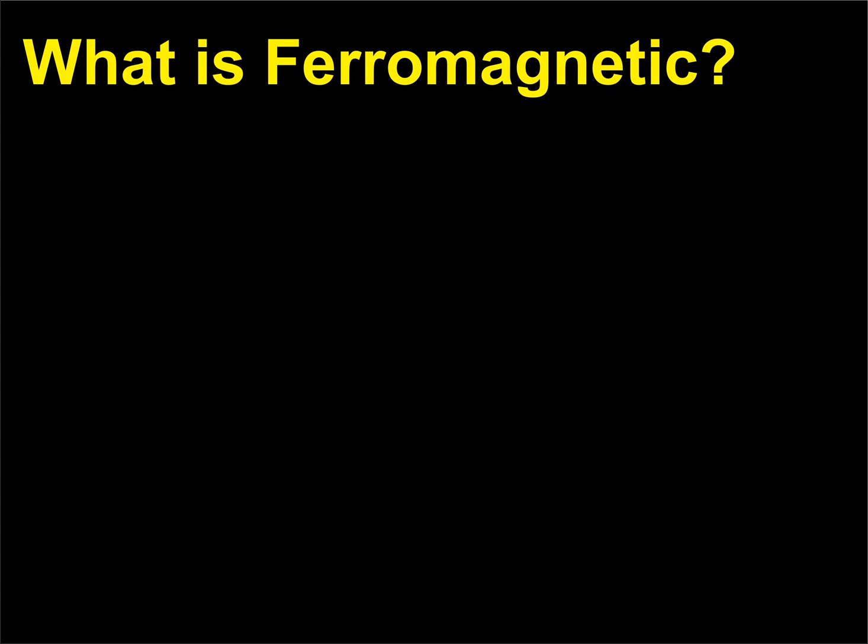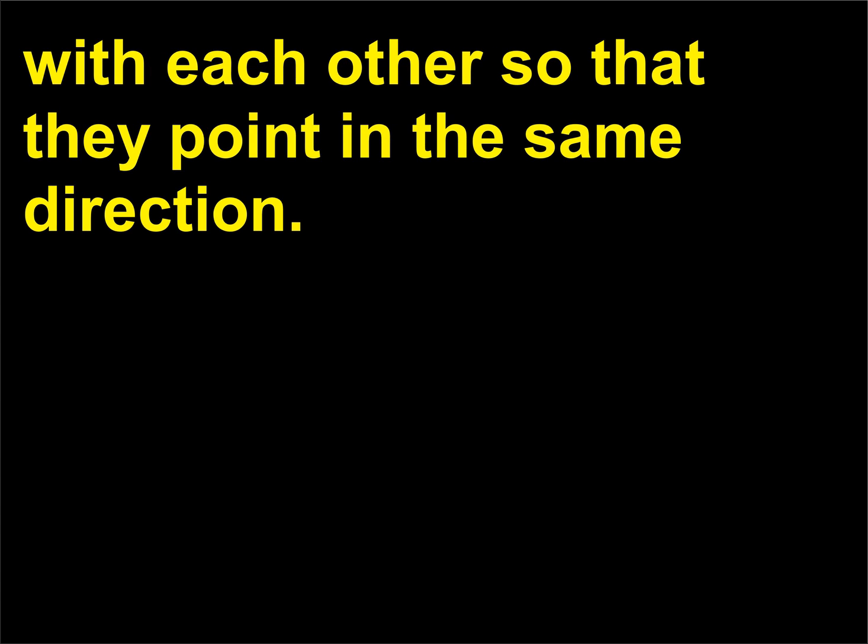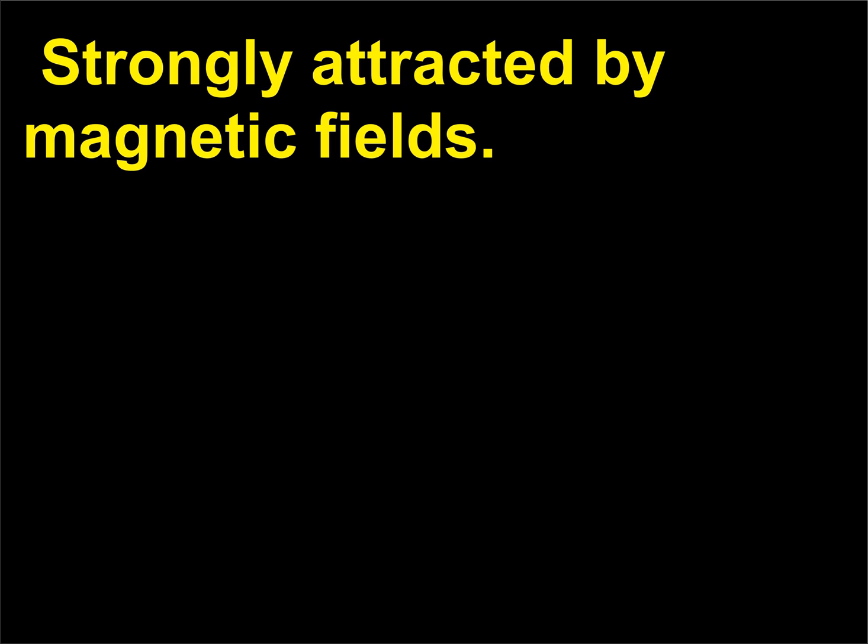What is ferromagnetic? Iron, nickel, and cobalt. Unpaired electrons in large groups of atoms interact with each other so that they point in the same direction. Strongly attracted by magnetic fields.